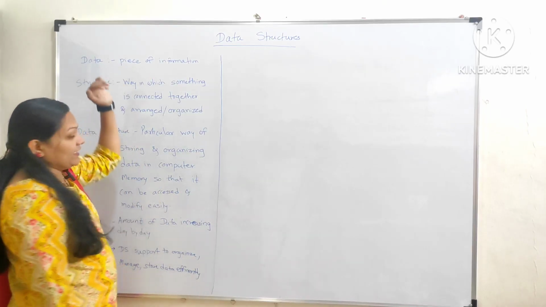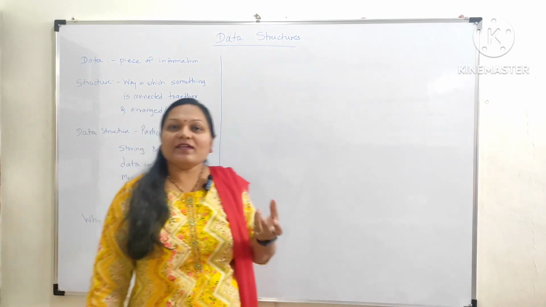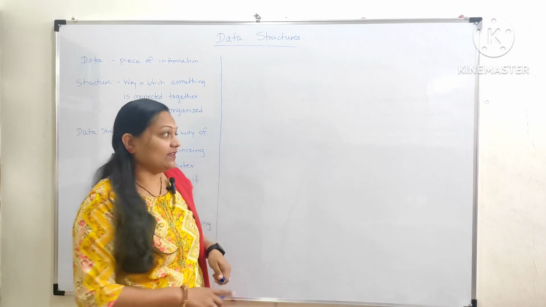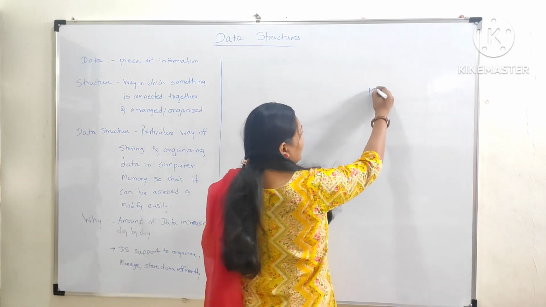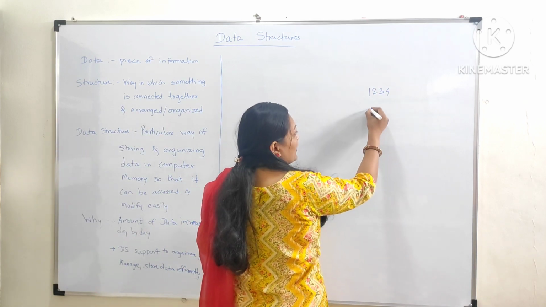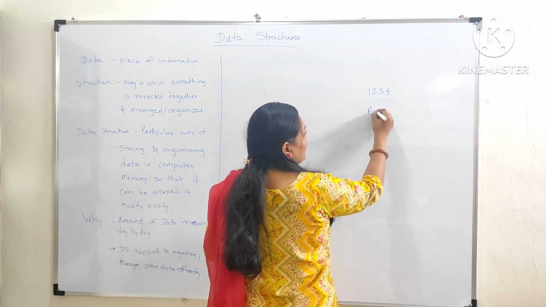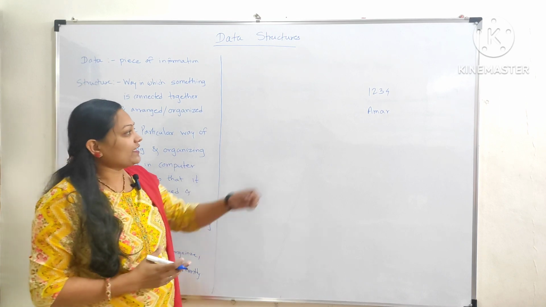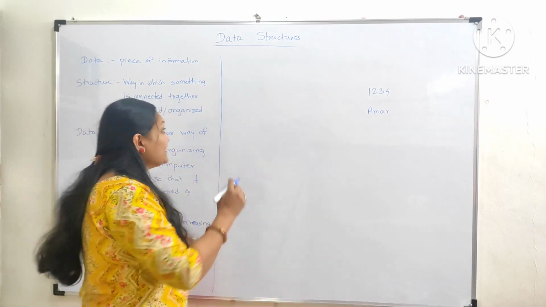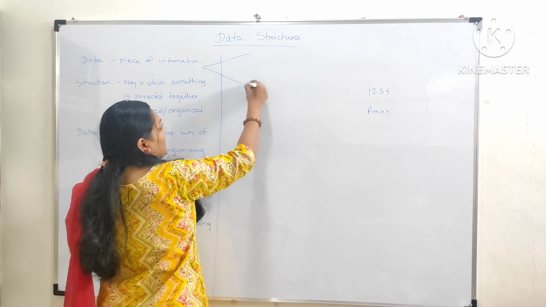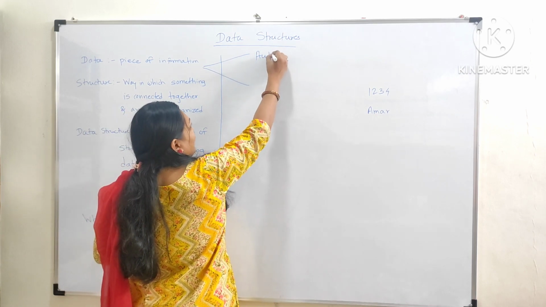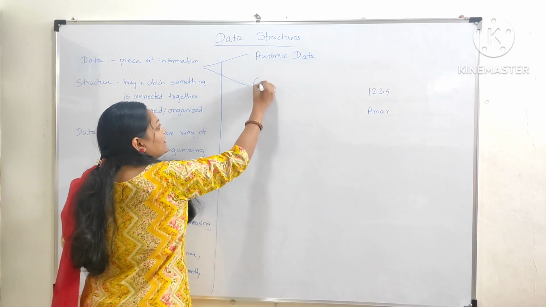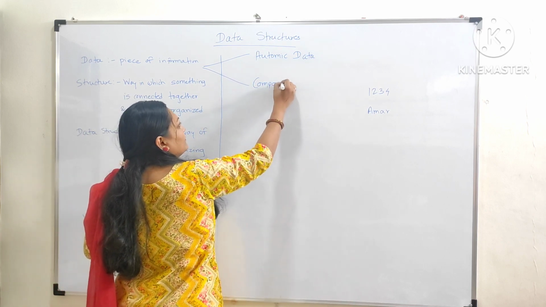So let's start with the data. We can say data is a piece of information. Any type of information we can consider in this. Suppose you have integer type of information, or suppose you have a character type of information, like the name of a particular person, that we can consider as data. But generally there are two types of data. First we can say atomic data, and second we can consider composite data.